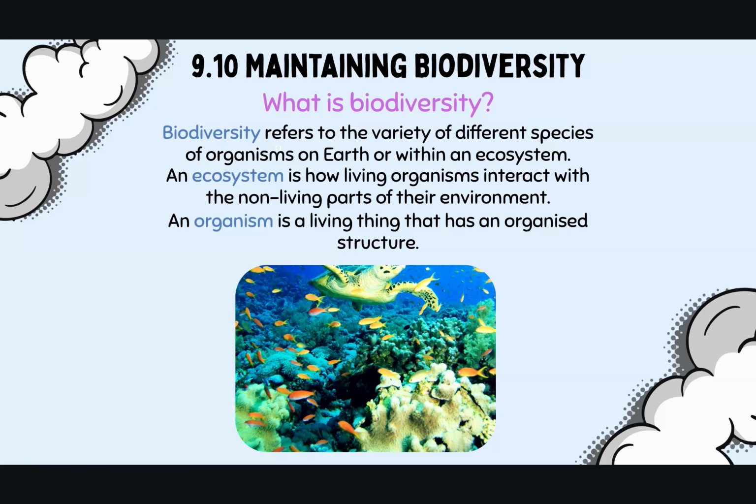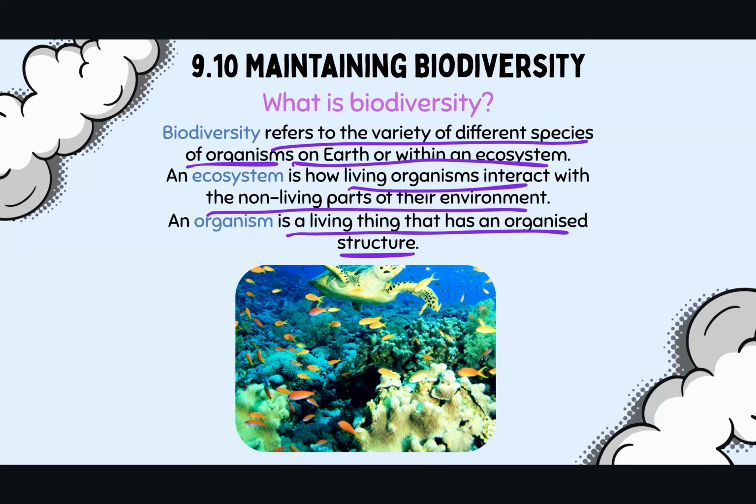So biodiversity refers to the variety of different species of organisms on Earth or within an ecosystem. So it refers to the variety of different species. Now, an ecosystem is how living organisms interact with the non-living parts of the environment. An organism is just a living thing that has organized structure. So in an ecosystem, it's about how living organisms interact with each other.